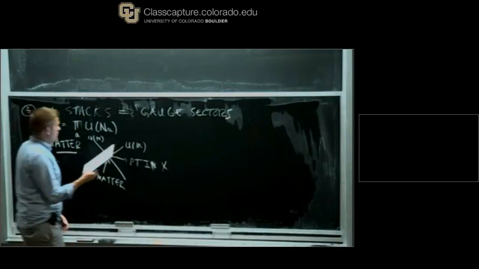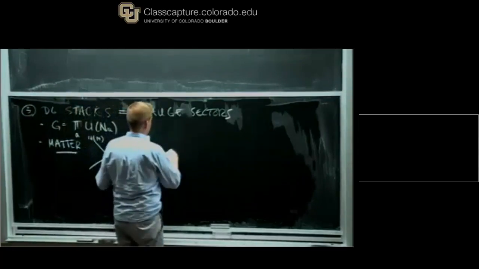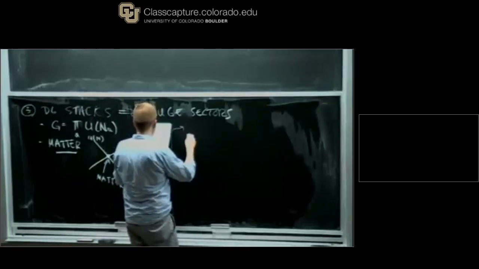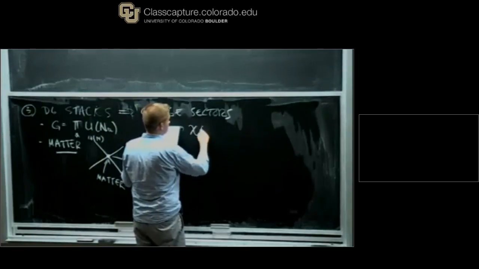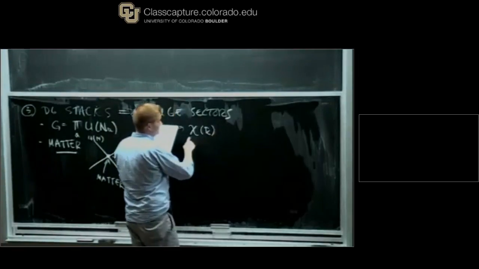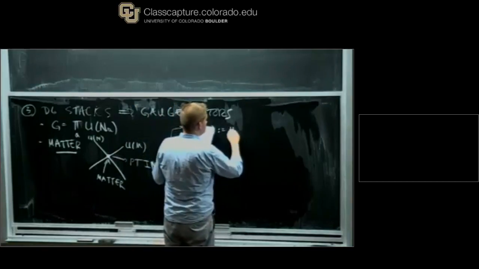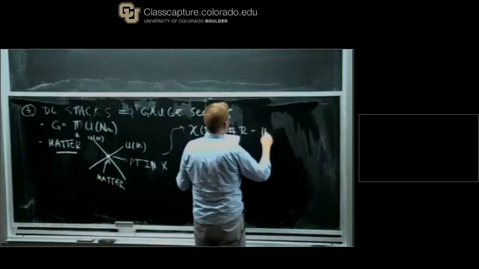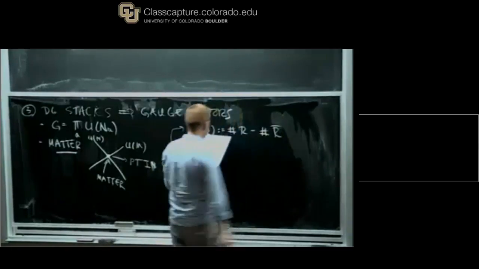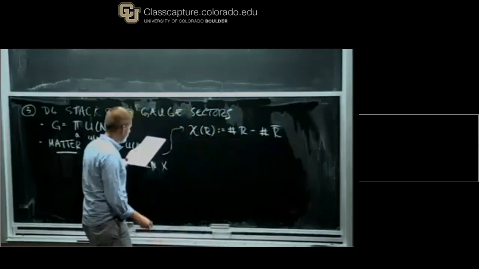But this matter, what you want to know is, in particular, what is the chiral index of this matter? So by chi of r, I mean the number of chiral supermultiplets in the representation r minus the number of chiral supermultiplets in the representation r bar.